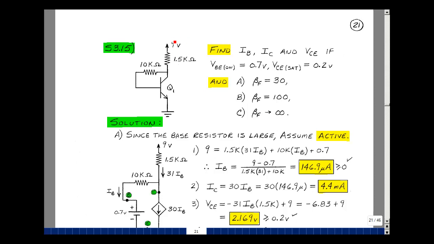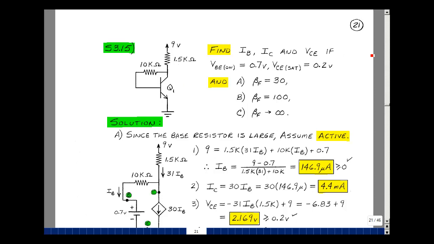This circuit only has one source of power. Current's going to come out of here, go back to ground, back to the power supply, and likewise go back to ground, back to the power supply. Because this is a large resistor, I expect a very small base current, and this is also not a very large resistor, so I won't have a big drop across. I'm going to guess that it's in the active region.